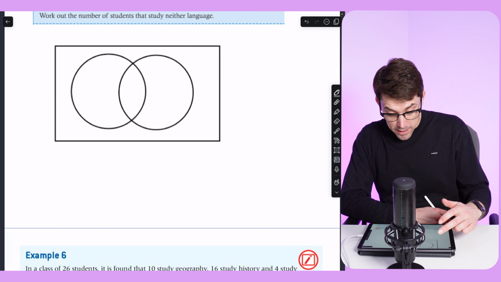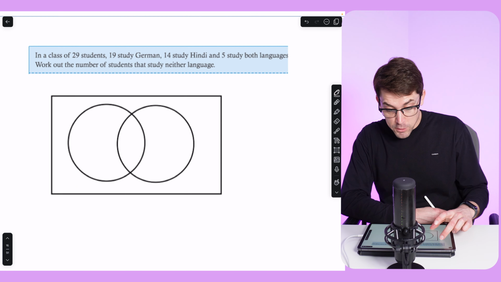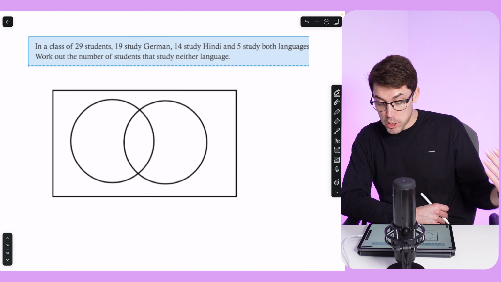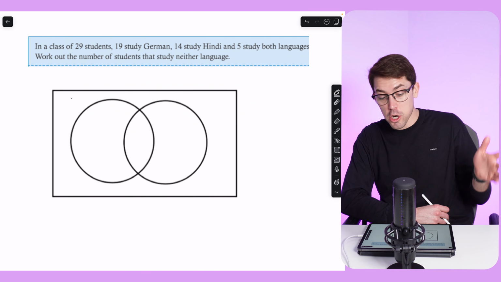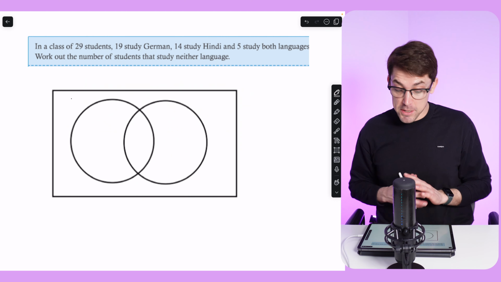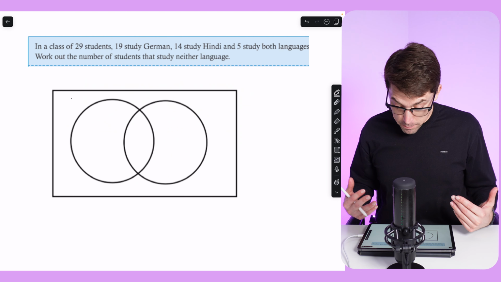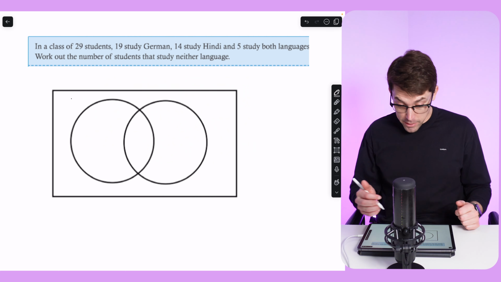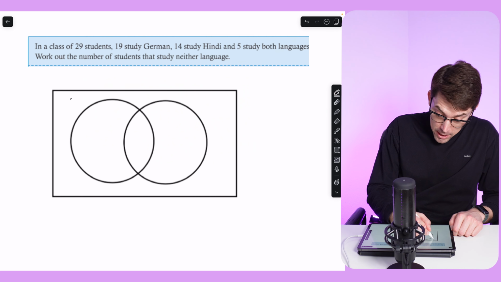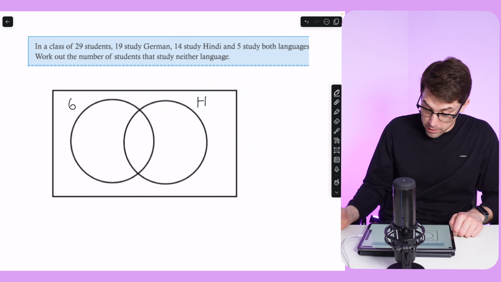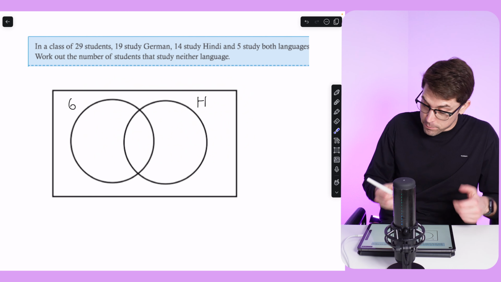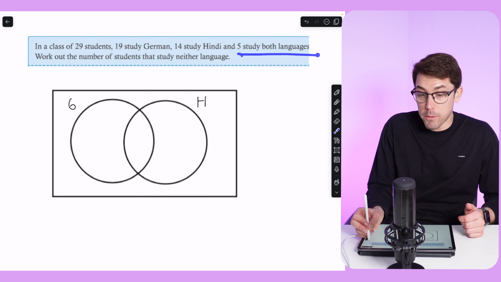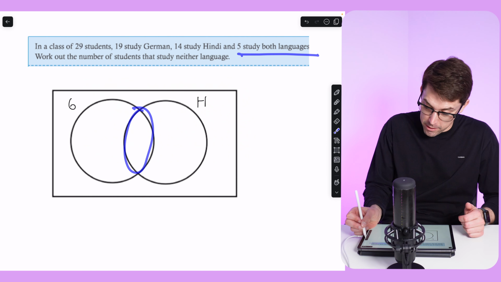Now, let's take another example. Let's say in a class of 29 students, I have 19 people that study German, 14 that study Hindi, and 5 that study both. How many kids study neither? So I have 29 total students. So let's say I have a German circle here and a Hindi circle here.